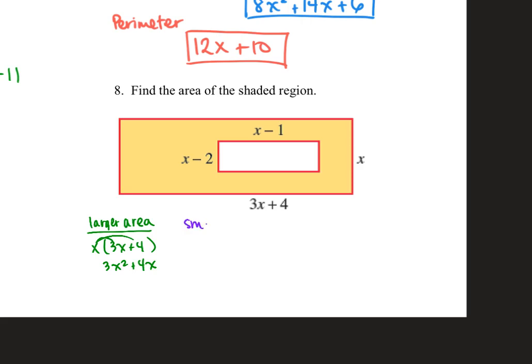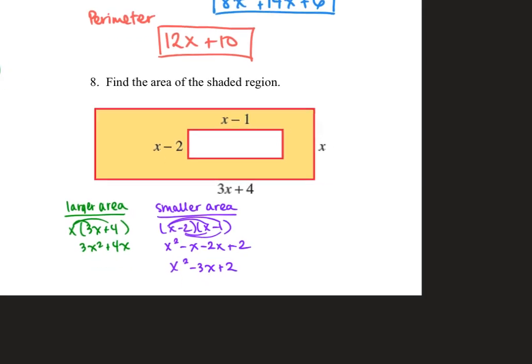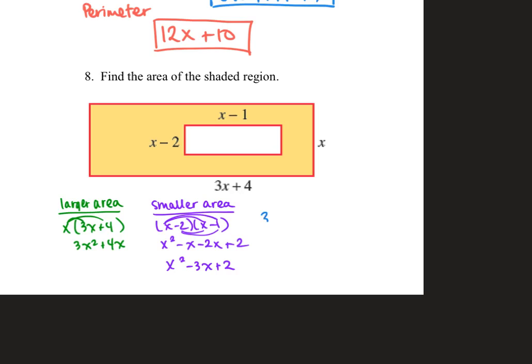And then the smaller area, we're going to multiply x minus 2 and x minus 1. So using distributive property, it's x squared minus x minus 2x plus 2. So that's just doing x times x, x times negative 1, negative 2 times x, and negative 2 times negative 1. And we get x squared minus 3x plus 2. And now to find the area of just the shaded area, we're going to do the larger area, which is 3x squared plus 4x, minus the area of the smaller region, which is x squared minus 3x plus 2.